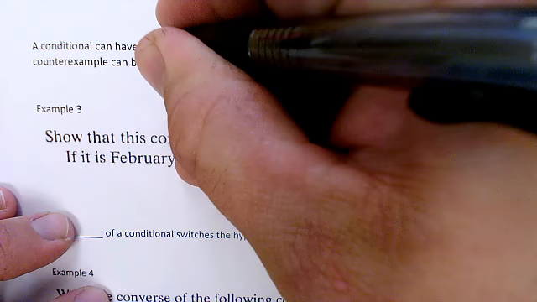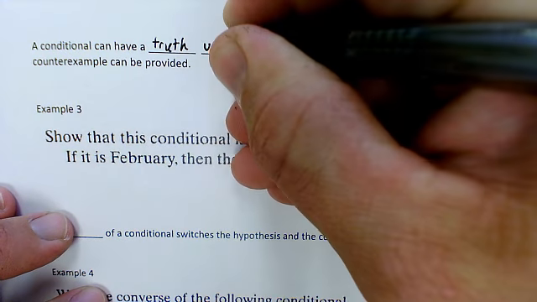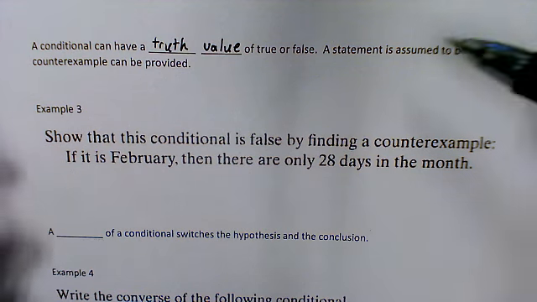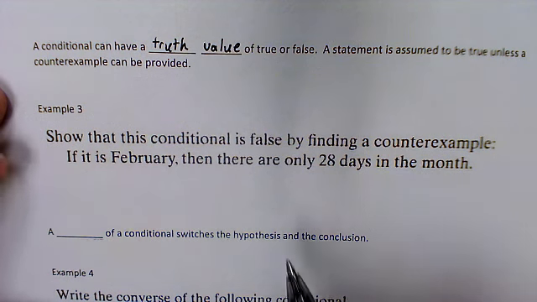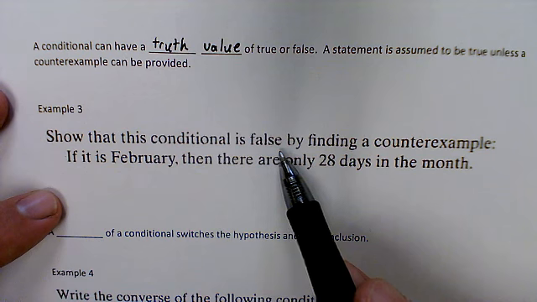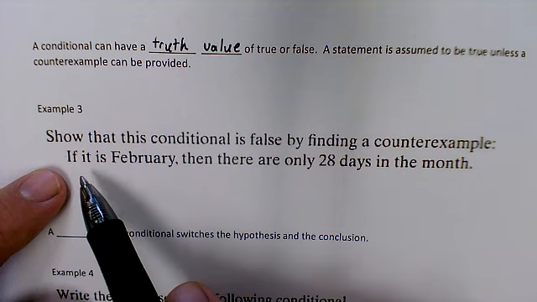All right, a conditional can have a truth value of true or false. A statement is assumed to be true unless a counterexample can be provided. Now, we're going to be talking about what counterexamples look like, but assuming a statement is true is actually a pretty tough concept to talk about over a video. That's really something that has to be a conversation, so ask me if you have a question about that. Show that this conditional is false by finding a counterexample. So far we've had true statements. Here's our first false one.